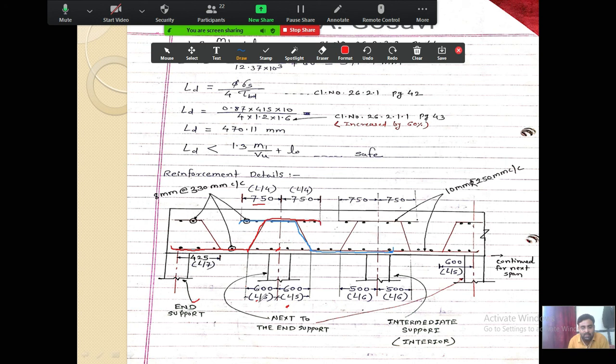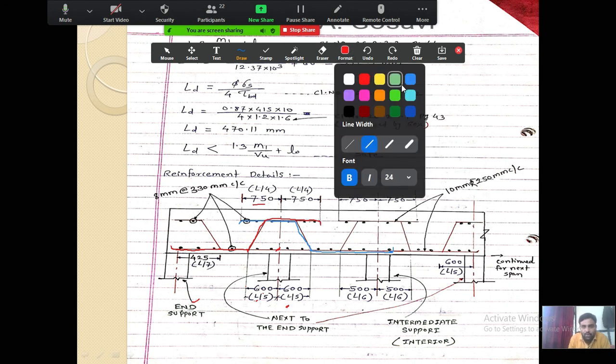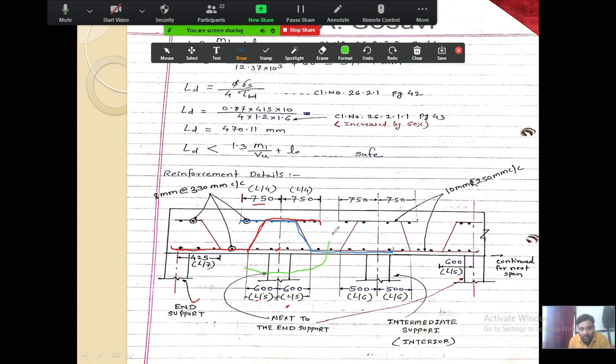How did 600 come as L by 5? Your L, the center span, is 3 meters. So 3 meters means 3000 mm. 3000 divided by 5, you will get 600. Here 3000 divided by 4, you will get 750. And this same profile, whatever I have shown over here, gets repeated at the next support. This same profile gets repeated at the next support, and this is the profile at the end support. The end support will look like this.